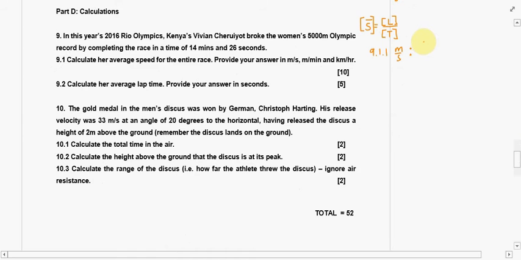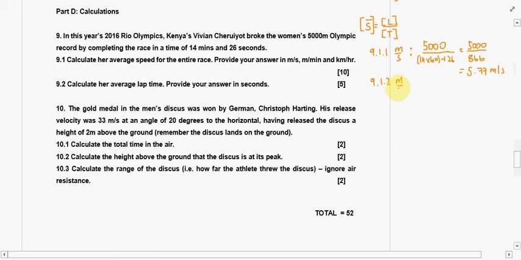So 5,000 meters, I don't need to convert that, that's already in meters, divided by seconds. So I have to convert 14 minutes and 26 seconds into seconds. So 14 minutes is how many seconds? I just do 14 times 60, right? That'll give me the 14 minutes, but then I must add 26 seconds to that. So in essence, this is going to be 5,000 divided by 866, which gives me a value of 5.77 meters per second. Okay.